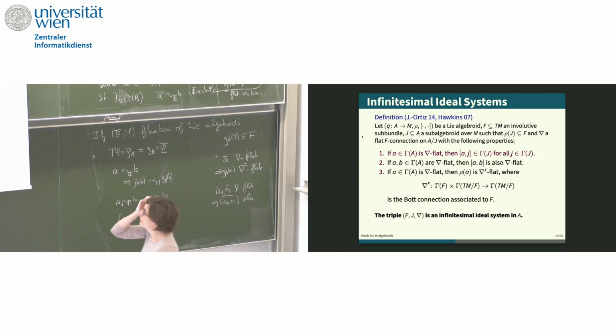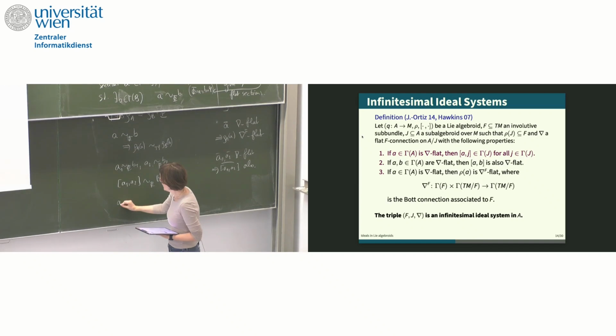So an ideal in a Lie algebroid consists of three objects: an involutive subbundle F of TM, a subalgebroid J of A, actually, it's just a subbundle for now, a subbundle J of A, which is anchored along F, and a flat F connection on A mod J, such that number two, flat sections project to bracket two flat sections; and compatibility with the anchor, flat sections project to have as anchor nabla F flat sections. And the first condition I didn't even write down yet.